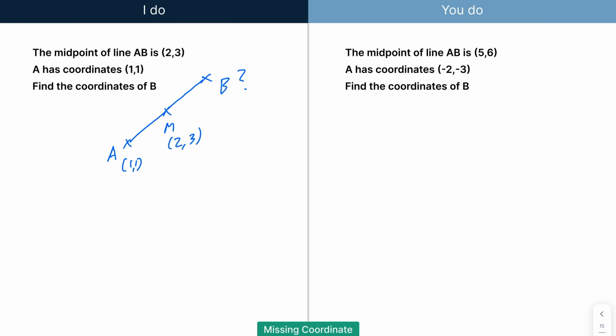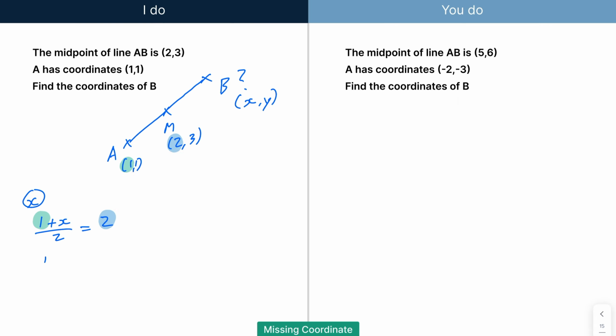In this case, we can just say the coordinates of B are going to be x and y. Those are the missing coordinates. So now to find x, let's take the coordinates of A. That'll be 1 plus x divided by 2 is equal to 2. What I've done here, I should probably use my highlighter to point out where the 1 came from. This 1 is coming from there. This 2 is coming from there. So I've taken the x value of A and the x value of the midpoint.